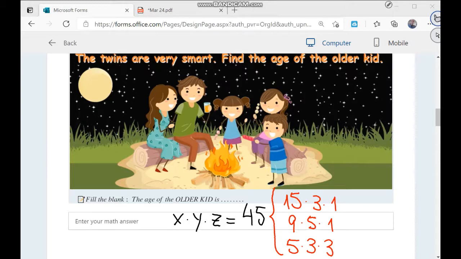And there's one last option, I think, but it doesn't make sense: 45 times 1 times 1. But 45 is not the age of a kid, right? We can just eliminate this. It doesn't make sense.